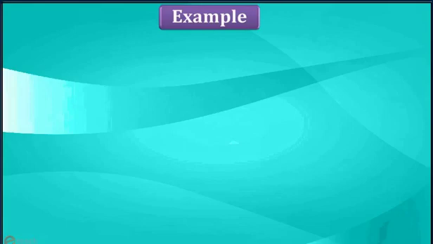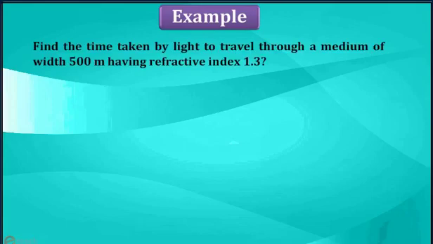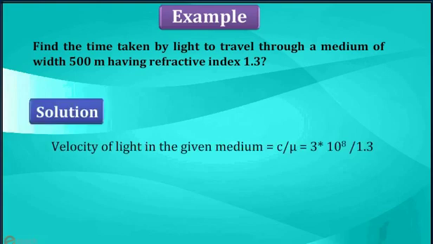Let us have an example. Find the time taken by light to travel through a medium of width 500 meter having refractive index 1.3. Solution: velocity of light in the given media equals c by mu, which equals 3 into 10 to the power 8 divided by 1.3, which equals 2.3076 into 10 to the power 8 meters per second.